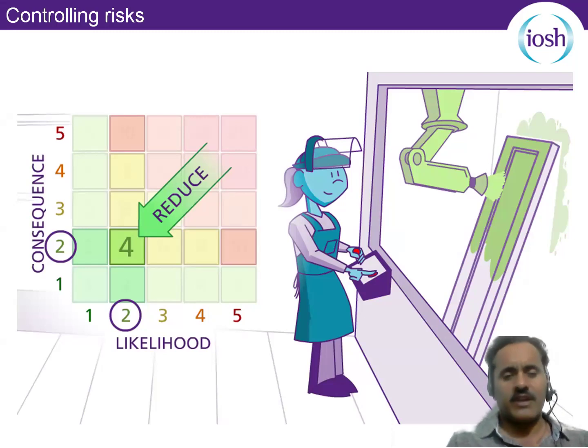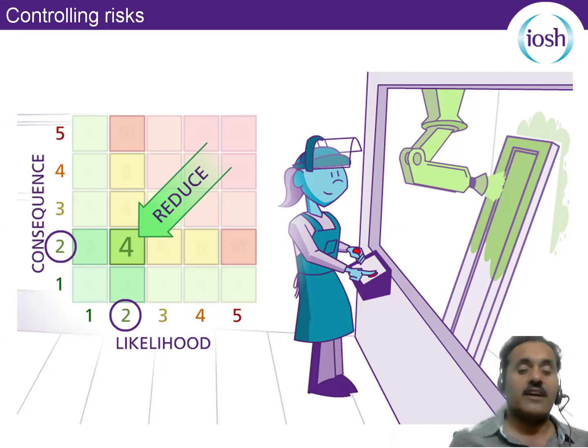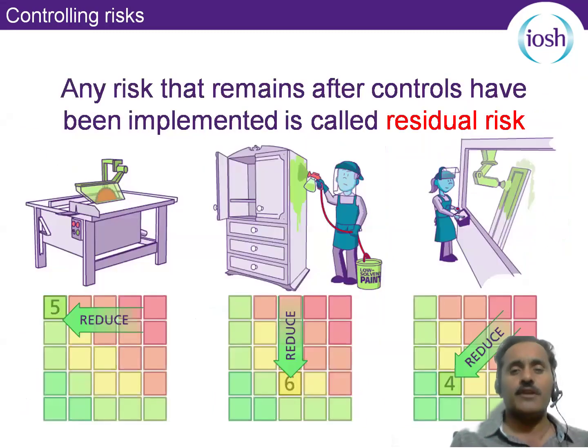So as per these values, 2 multiplied by 2 is equal to 4. So it means your risk level is 4. Again, you have to check this level of risk, that is 4, against your standard, whether it is acceptable or unacceptable. It would be according to the legal requirement, as well as the company policy.